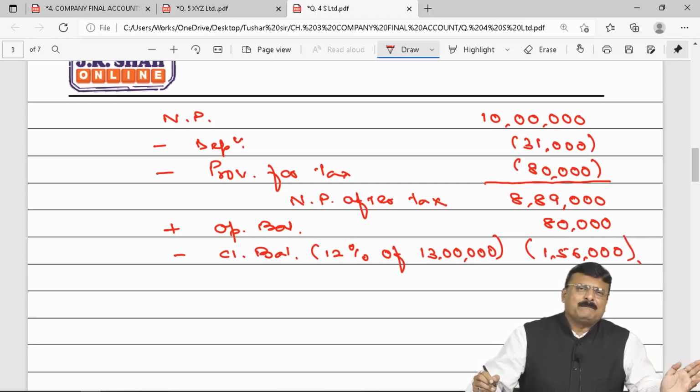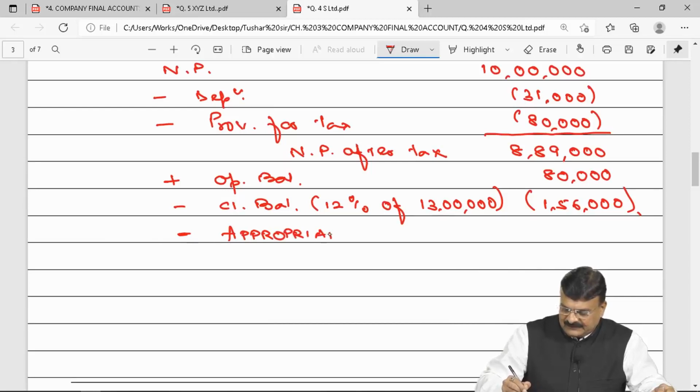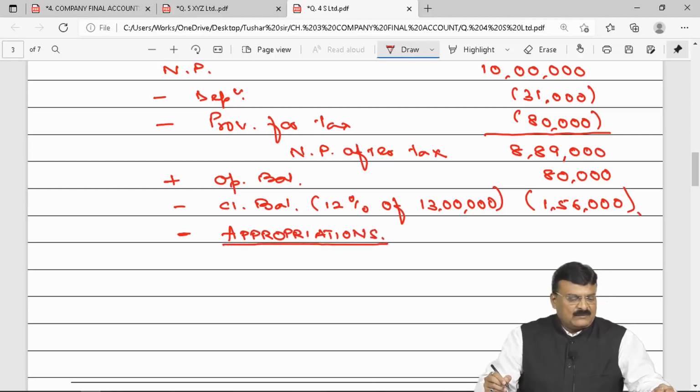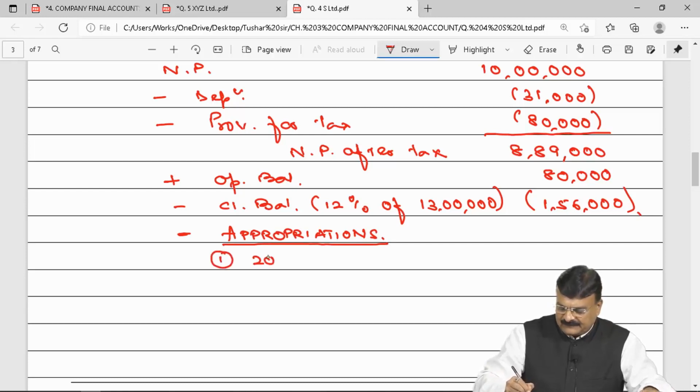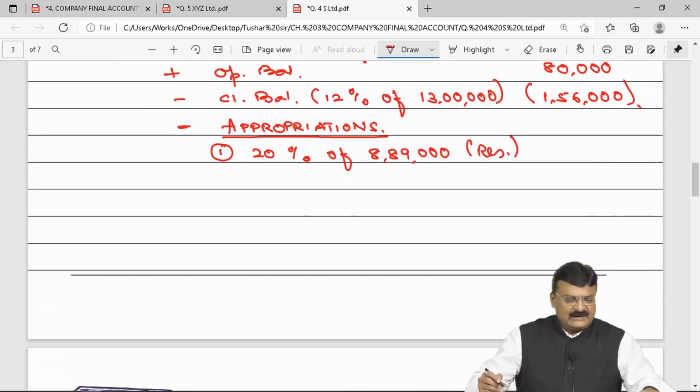Now one by one I can subtract the appropriations. What are my appropriations? First one, transfer 20% of the profit to reserve. 20% of our current profit, 8,89,000, is transferred to reserve. 20% of 8,89,000 is 177,800.